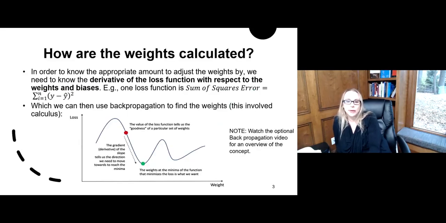Let's talk about how the weights are calculated. In order to know the appropriate amount to adjust our weights by, we need to know the derivative of the loss function with respect to the weights and biases. So what this means is we're looking at this loss function here. For example, the sum of squares could be used as the cost function. And we can then use backpropagation to find the weights. So this is going to involve a little bit of calculus.